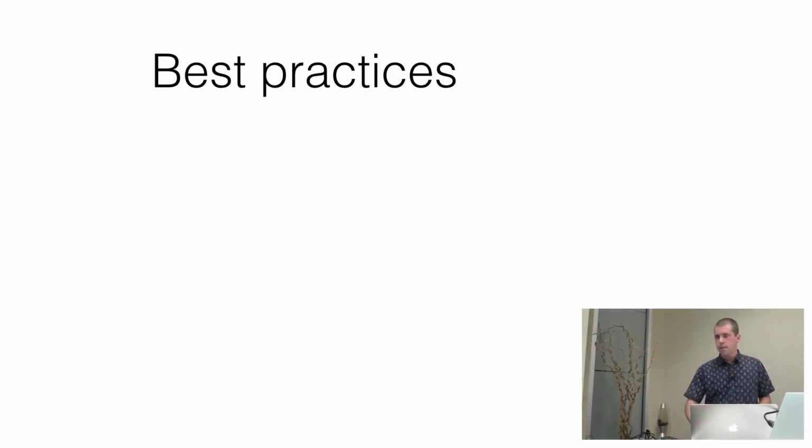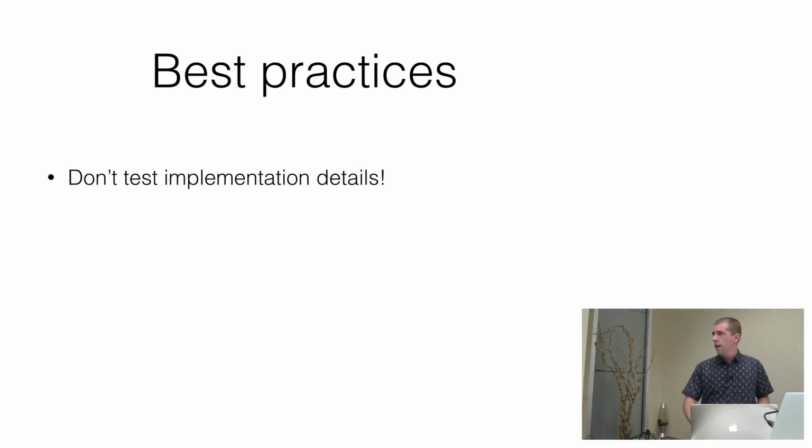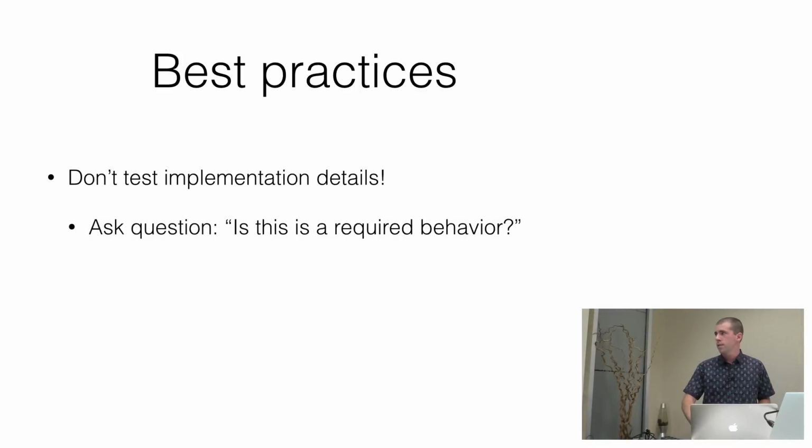And finally, don't test implementation details. I kind of got into this earlier, and this is one of the downsides of using a mocking framework like EasyMock. And I'll get into this a little bit further when I bring up my example. But you should ask the question before you write a test, is this a required behavior? So you don't need to verify, you don't need to expect every single method call that happens in your test.